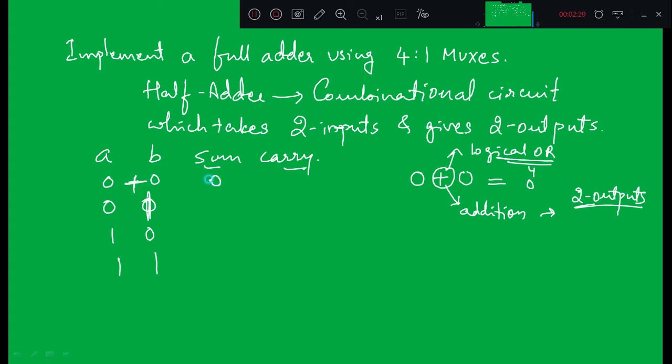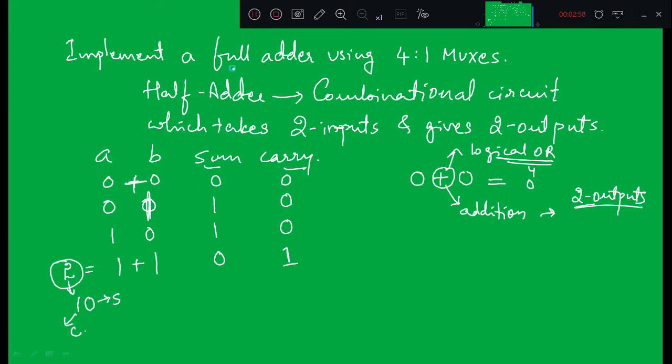Okay, 0 plus 0, sum is 0, carry is 0. 0 plus 1, sum is 1, carry is 0. 1 plus 0, sum is 1, carry is 0. And 1 plus 1, if I add 1 and 1, what will be the result? It will be equal to 2, but 2 is not a binary number, so I need to represent this 2 in binary, right? What is the binary equivalent of 2? It is 1 0. So this 0 is the sum and 1 is carry, right? So sum will be equal to 0 and carry is equal to 1, right? So this is a half adder, which adds only 2 bits, right?